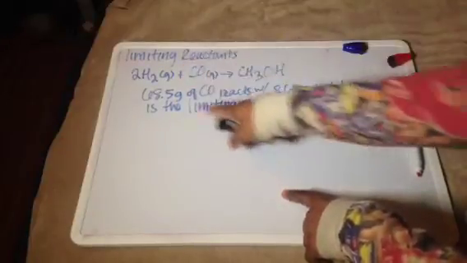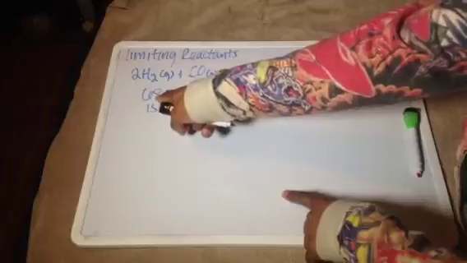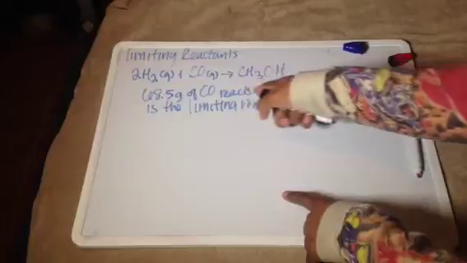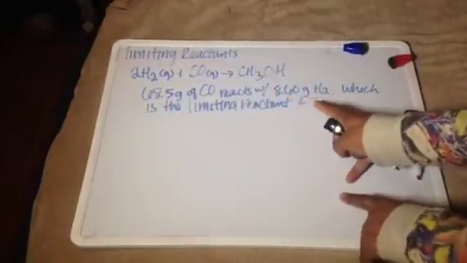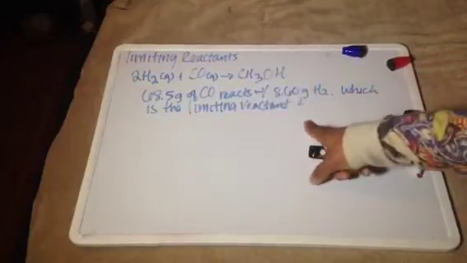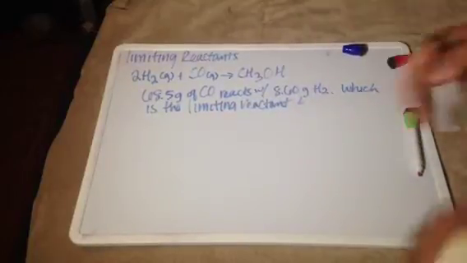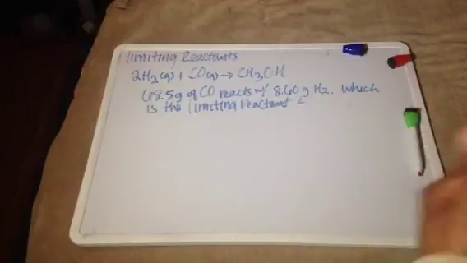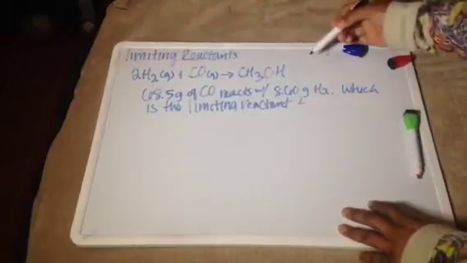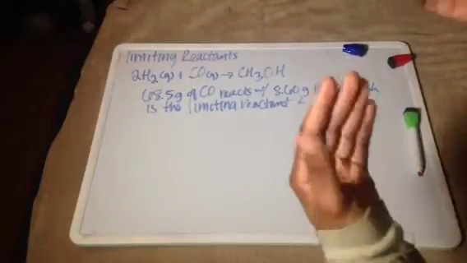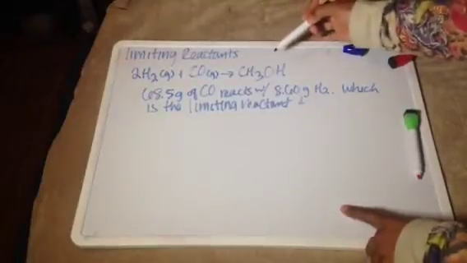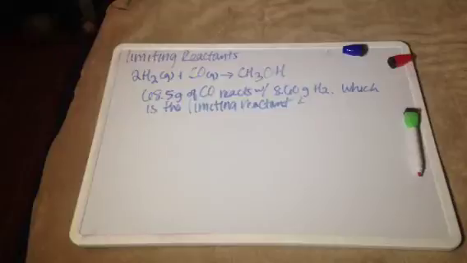So in this case, it's given us 68.5 grams of carbon monoxide that reacts with 8.6 grams of hydrogen, which is the limiting reactant. And just a little background on limiting reactants. The limiting reactant of a chemical equation is going to be the one that limits the amount of the product we can produce. Okay, so let's get started.